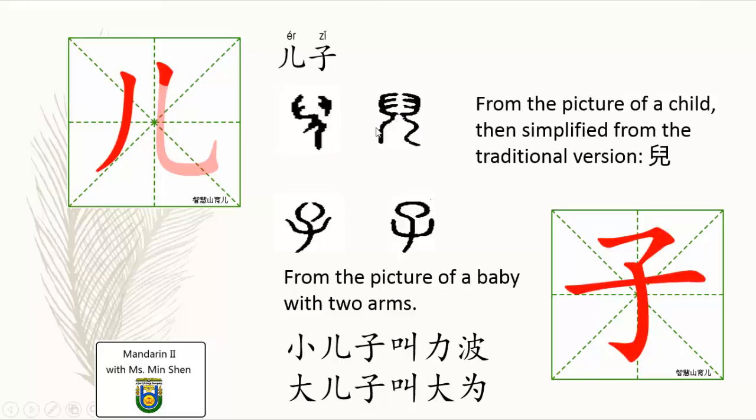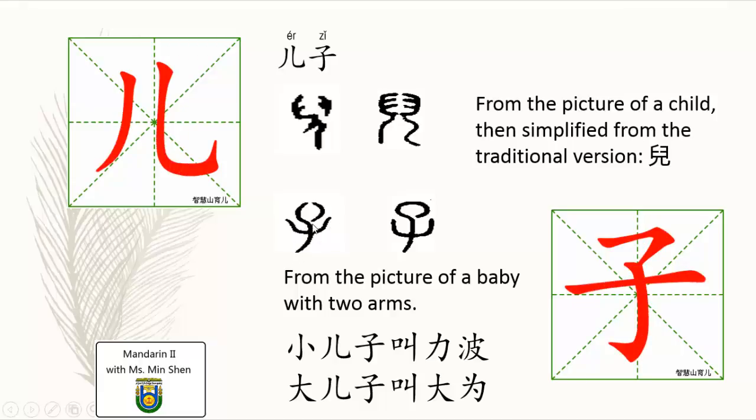And later, from the early form to the traditional form, which is still used in Taiwan, you can see the head, leave it open, and maybe the eyes, and one arm, and the body, and the legs. But today we write the simplified version. Simplified version means forget the head, only write down the arm, and the body, and the leg. 儿子 comes from the picture of a child with the body and the leg and the arms.